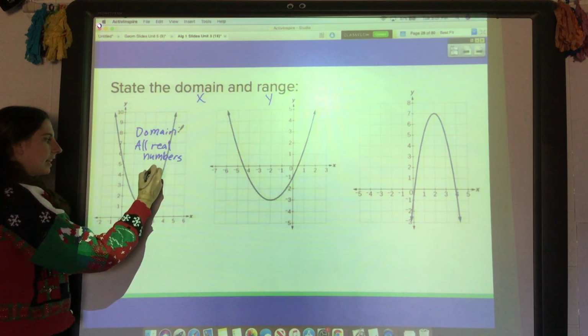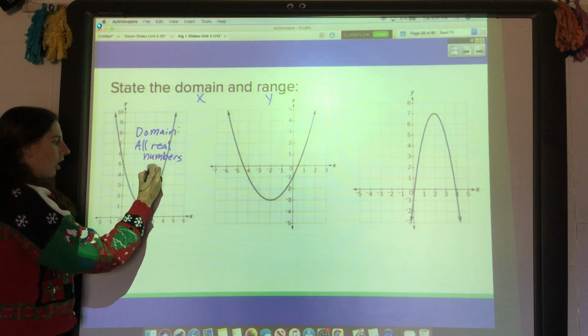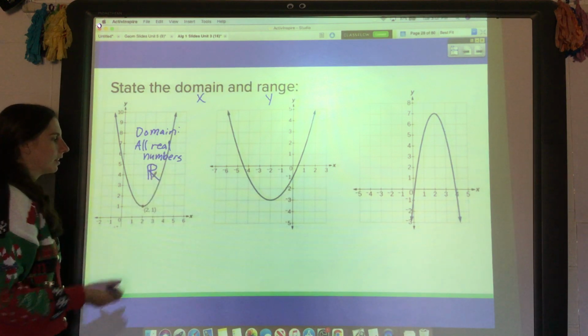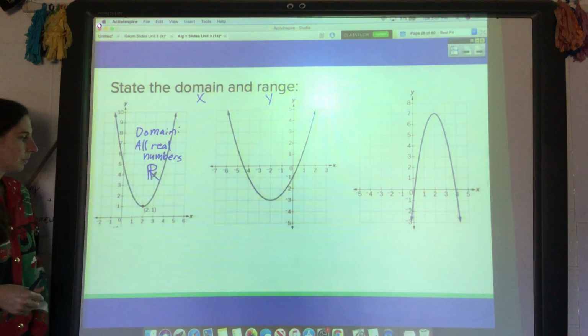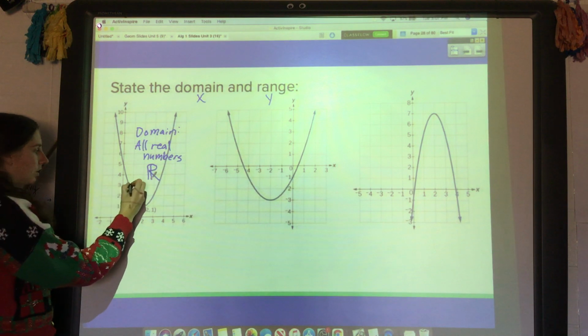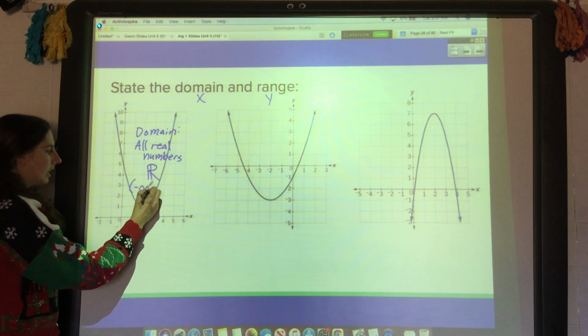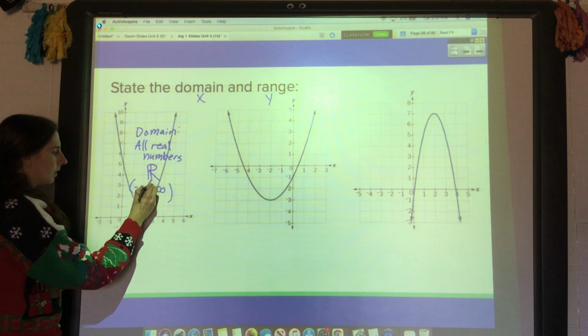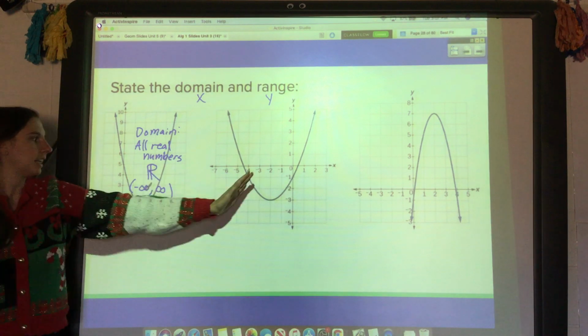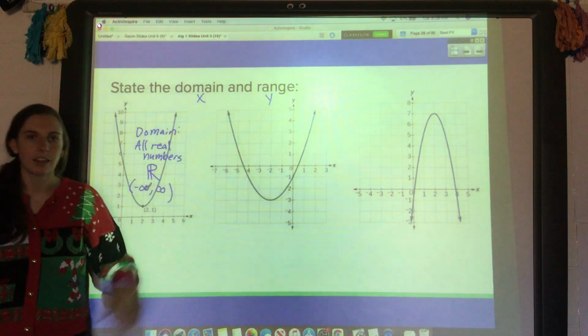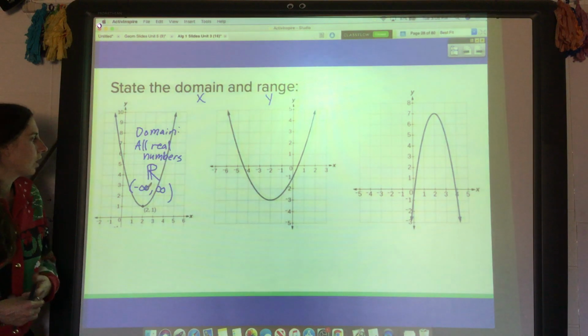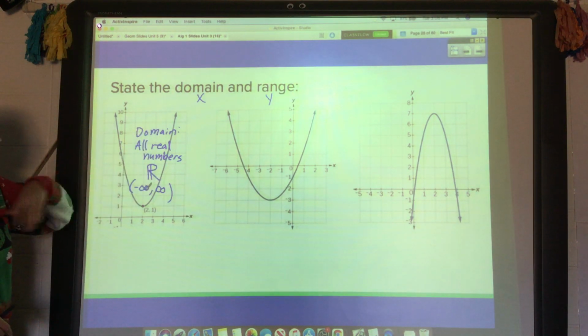And another way of writing that is, if you remember, a big R with a line through it. This stands for all real numbers. You could also write this in interval notation by saying -infinity to infinity. From -infinity to infinity, everything is in the domain. There's nothing that doesn't count. And so any of these things works for the domain.